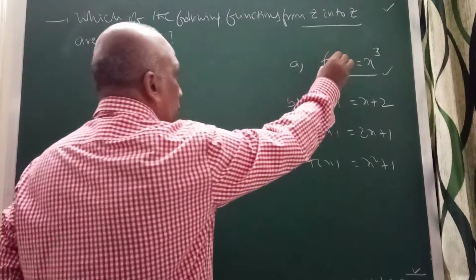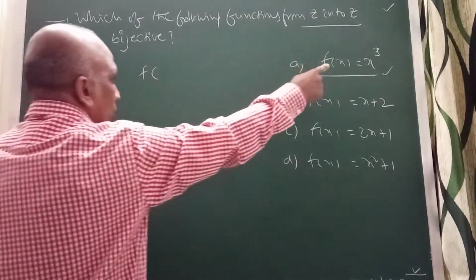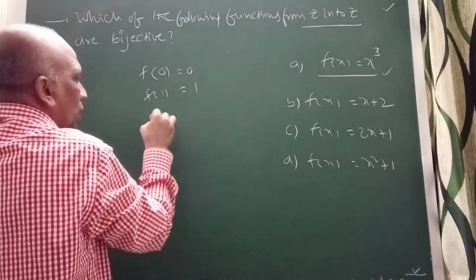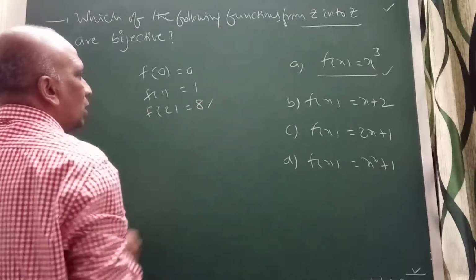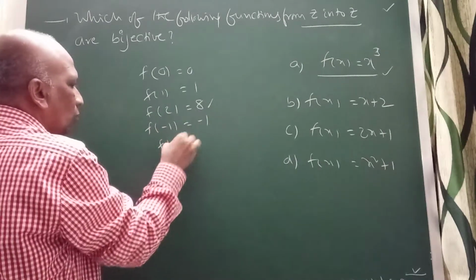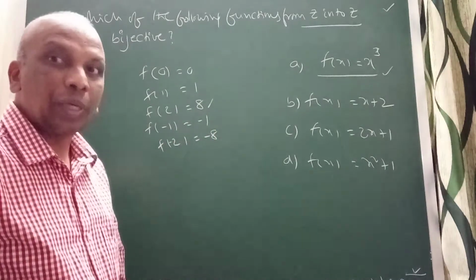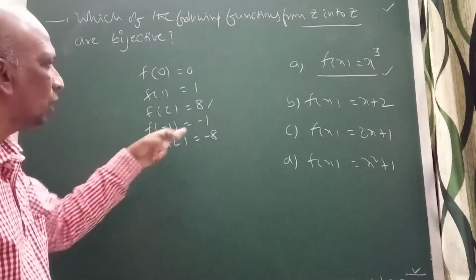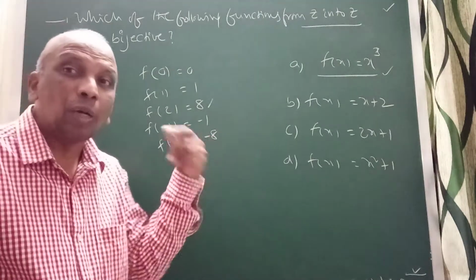When you are talking about range, suppose you take the elements of the domain. Take f of 0, which is 0. f of 1 is 1. f of 2 is 8. Even if you take f of minus 1 and f of minus 2, you get minus 1 and minus 8. You can check, writing all the images of the domain values, I am getting 0, 1, 8, minus 1, minus 8. That means the range is not equal to Z, right?